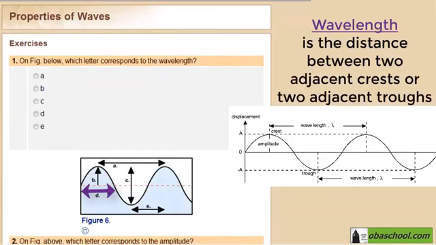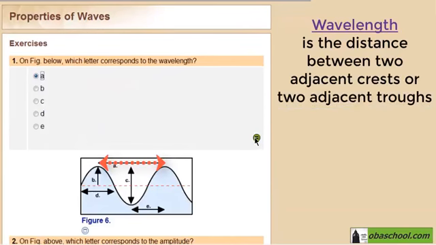Letter D represents the distance from the beginning of the peak to its end. This is equal to a half wavelength. And letter E also represents the distance from the first trough to an adjacent crest, so it's equal to half wavelength. So, which letter best represents the wavelength? Yes, it's letter A. So letter A best represents the wavelength, which is the distance between two peaks. Let's check it. Good job.